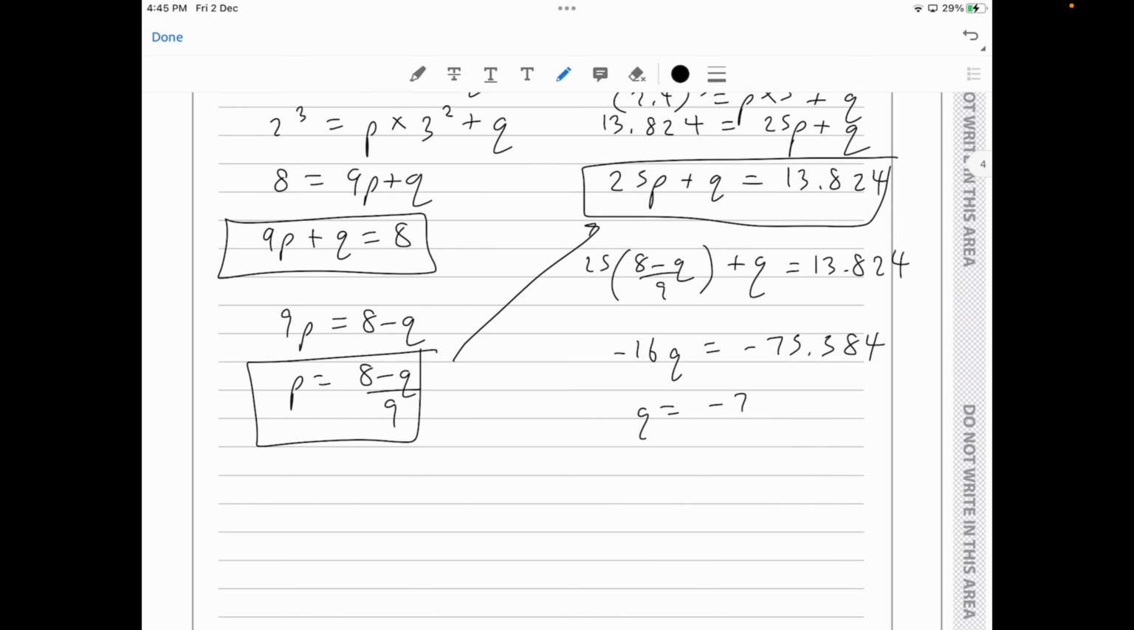So q is equivalent to negative 75.584 divided by negative 16. The negatives cancel out, and you're going to get q as 4.724. This is going to be the value of q.